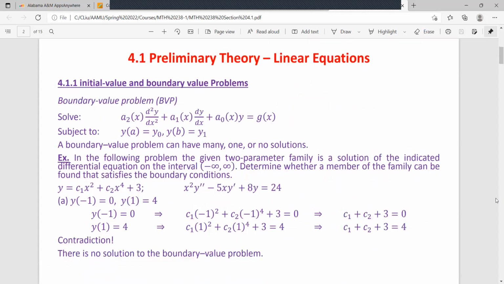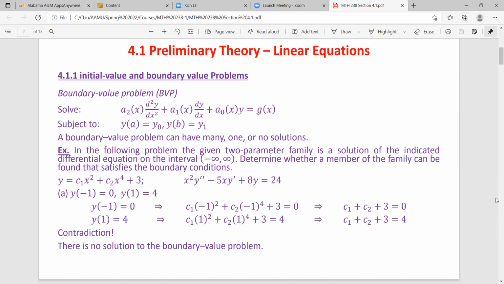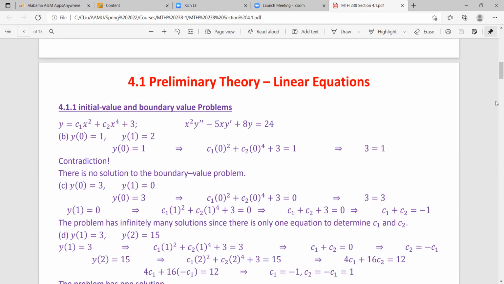But for boundary value problems, the situation is very different. A boundary value problem can have many solutions, one solution, or no solution. We just did one example last time. If we just change the boundary condition a little bit, then the solution can be changed dramatically. Okay, so that's a huge difference from initial value problems.